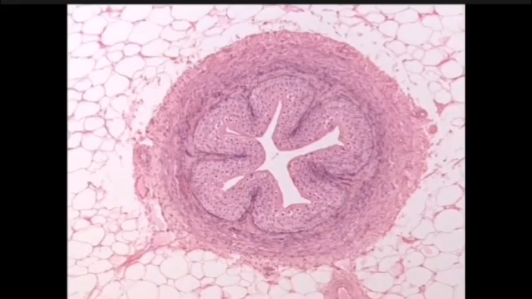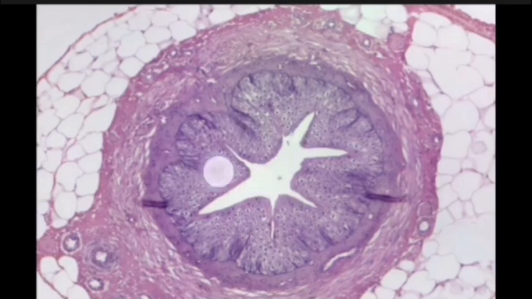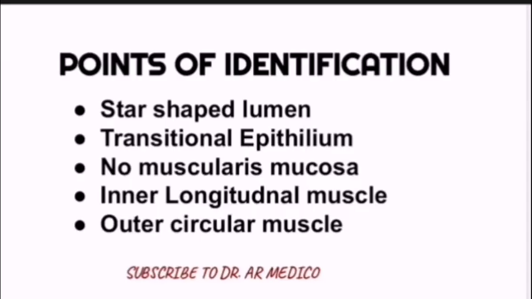So let's finish it up here in this picture. Here we have a star-shaped lumen, then we have a transitional epithelium, then this is a lamina propria layer. After lamina propria we have a longitudinal muscle, and then we have a circular muscle, and this area that is having vasculature is the adventitia, and these are fatty tissue surrounding it. So the points of identification are star-shaped lumen, transitional epithelium. You can also say that it does have folds in the lumen, no muscularis mucosa, inner longitudinal muscle, outer circular muscle, and finally there will be adventitia, and later on the surrounding will be fatty tissue.